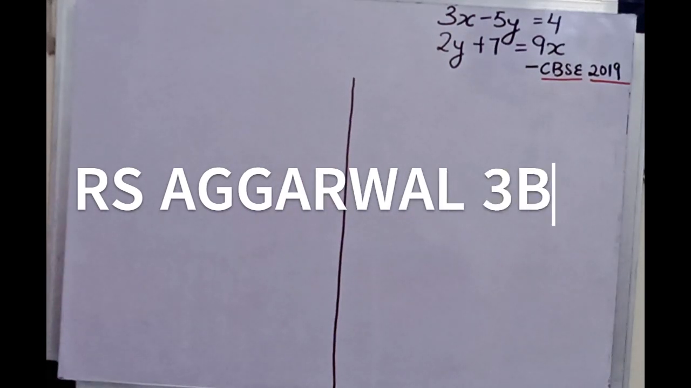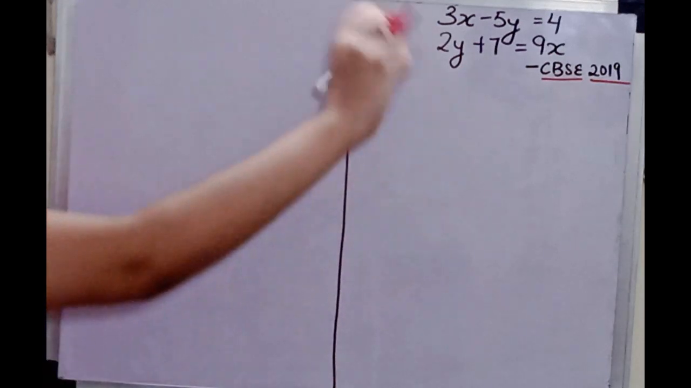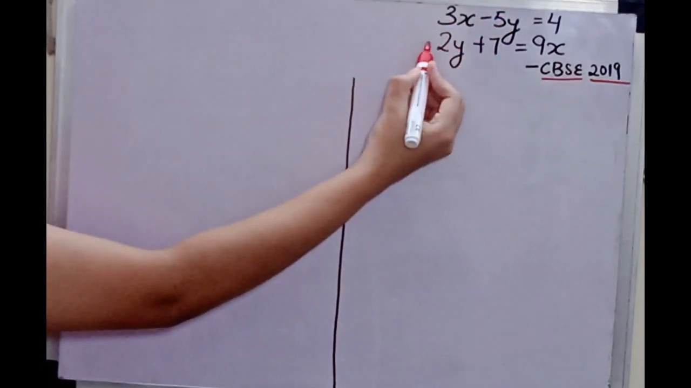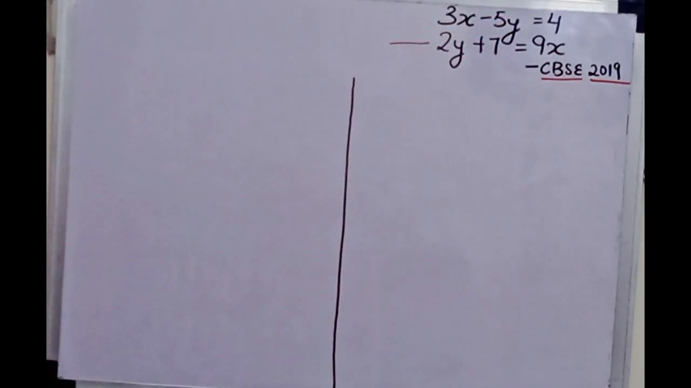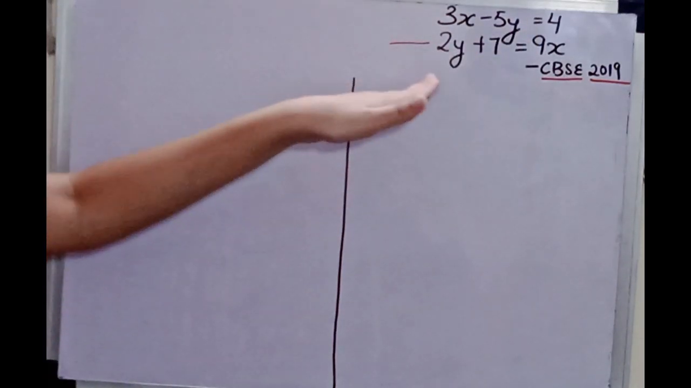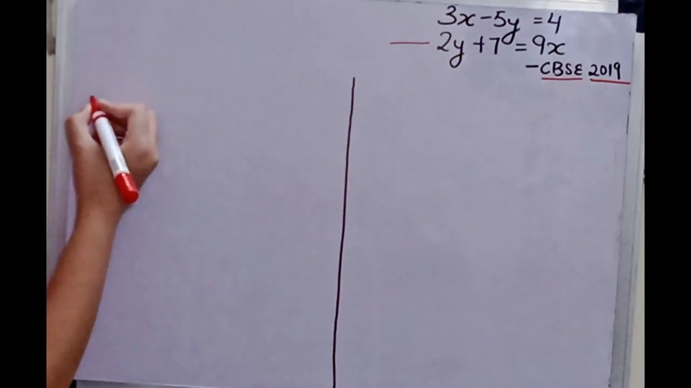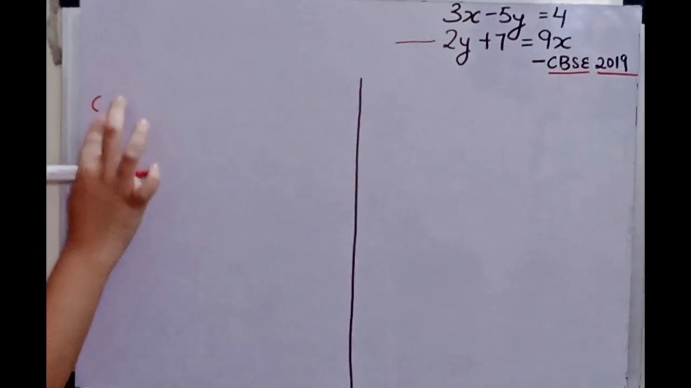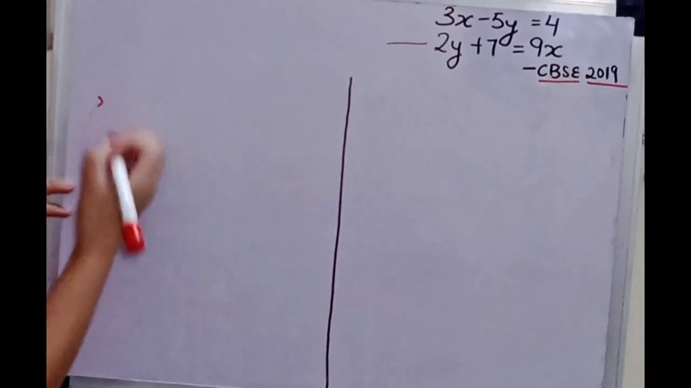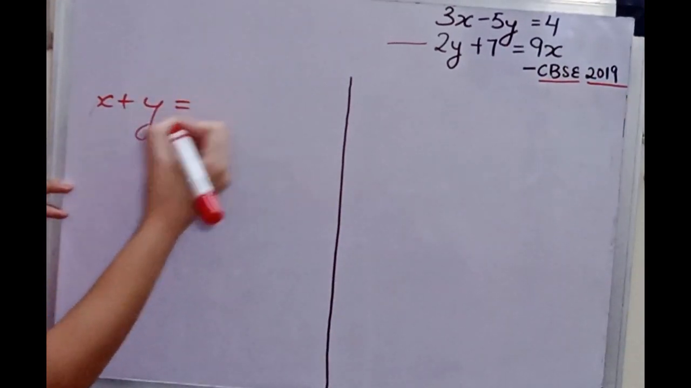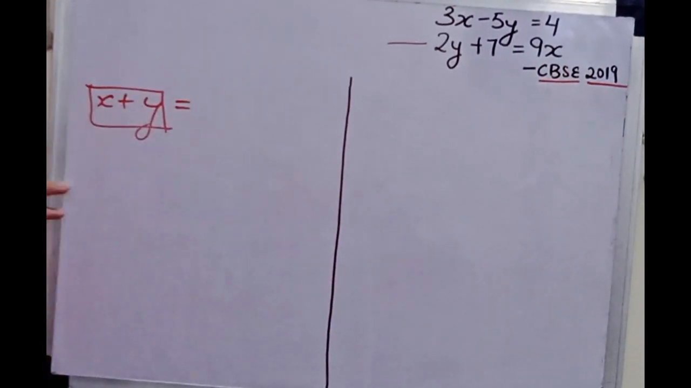Before starting with it, the very first step we have to do is to write these equations in standard form. What is a standard form? Both the variables should be on the same side. Just see, x plus y equals something, so the variables should be together.